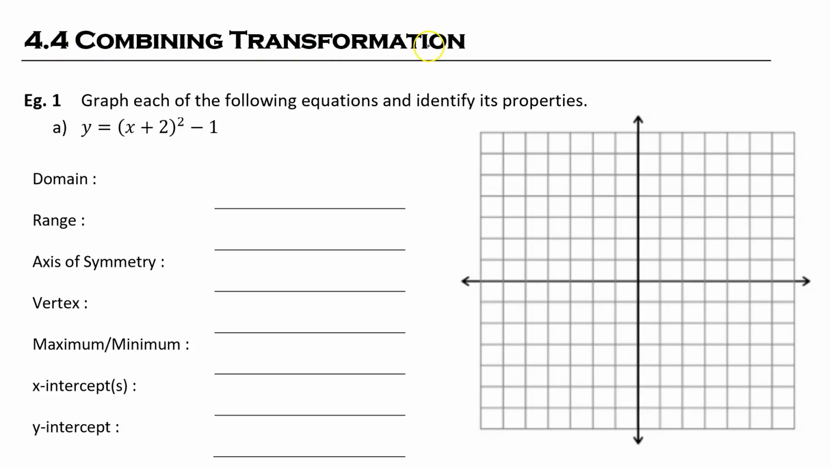4.4 Combining Transformations, or 4.4 Continued. In the last set of videos that we watched, there was only one transformation per parabola, but now you're seeing that there are several things going on at once. I want to remind us of the most helpful form in this situation: y equals a(x minus p) squared plus q. This is the vertex form because it gives us our vertex at (p, q).